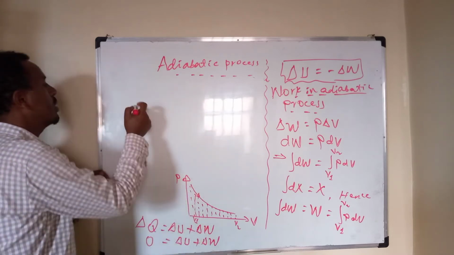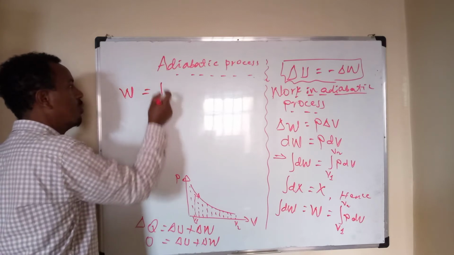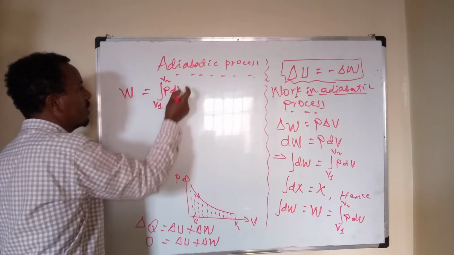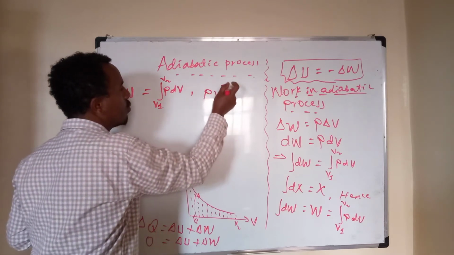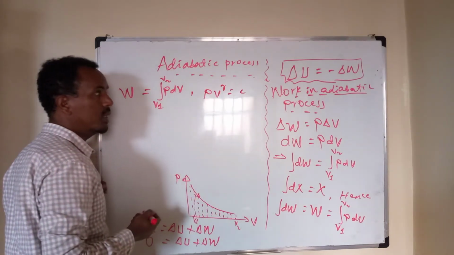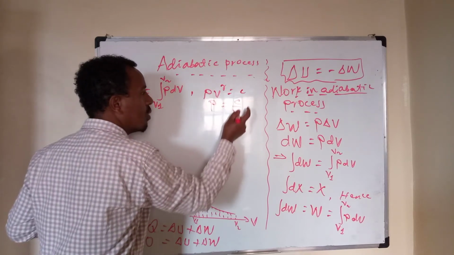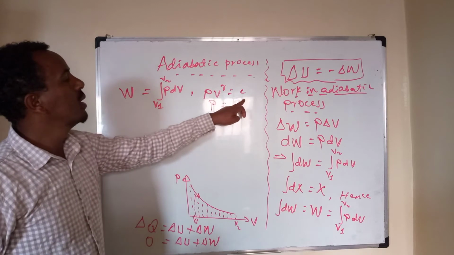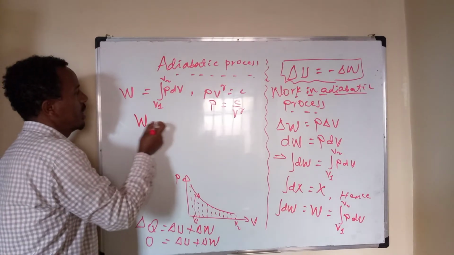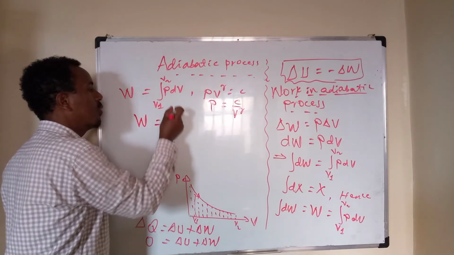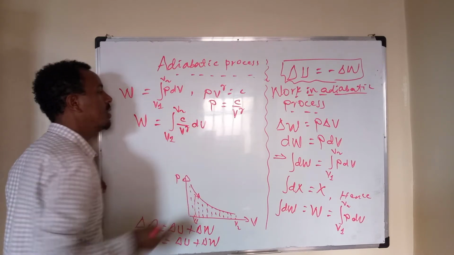Now, work done is equal to the integration from V1 to V2 of P dV. We already discussed that pressure times V raised to gamma is equal to a constant. From this we have pressure equals C over V raised to gamma. Substitute C over V raised to gamma instead of pressure. Therefore, work done is equal to the integration from V1 to V2 of C over V raised to gamma times dV.